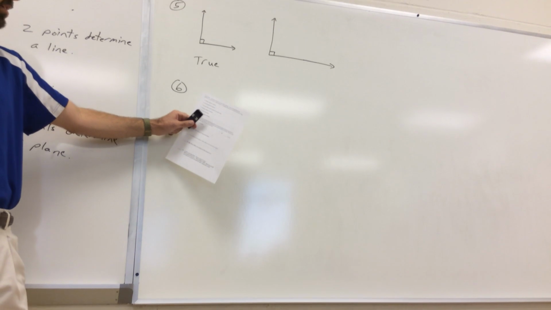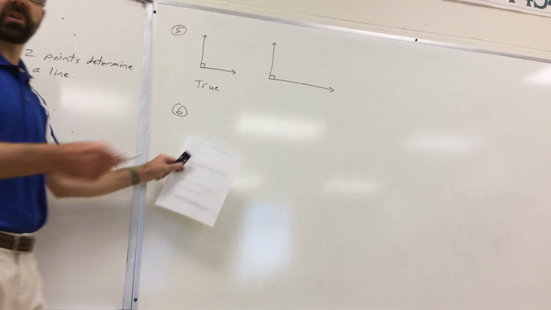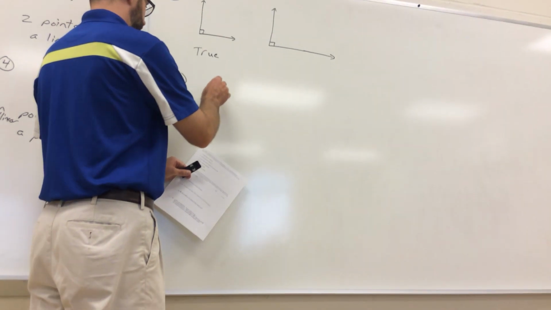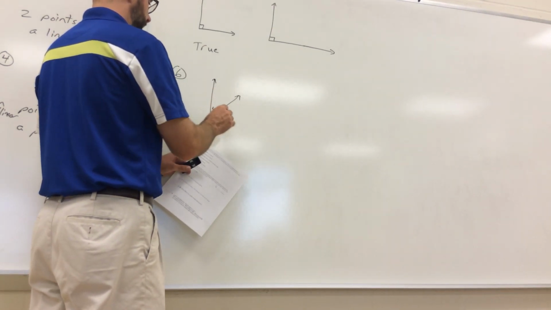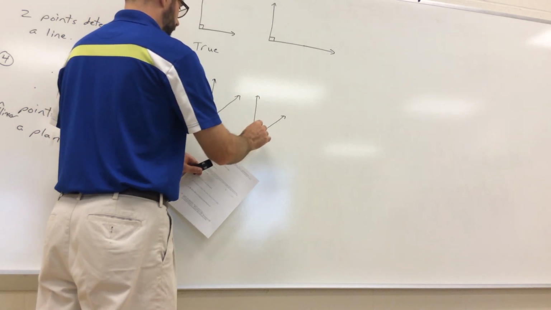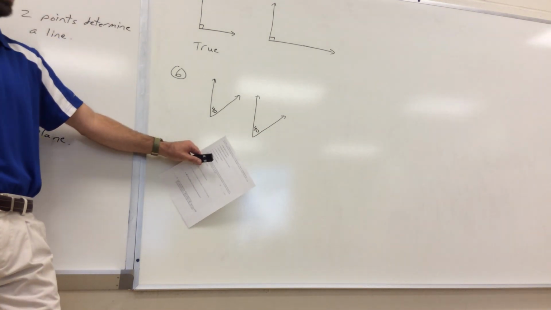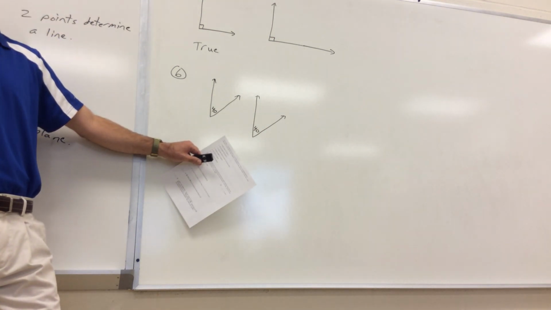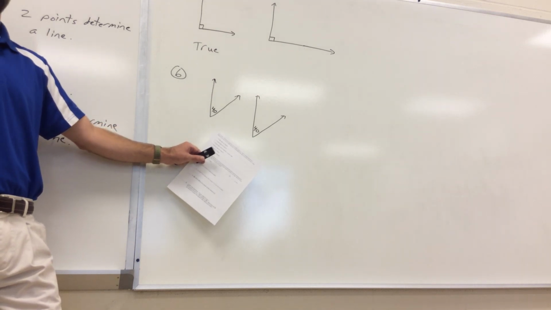Okay, number 6 says all acute angles are congruent. So here I'm going to draw a couple of acute angles. They just have to be less than 90, right? So let's say this one is 40 degrees and this one is 40 degrees. So there's 2 acute angles. Are these acute angles the same size and shape? Yeah, they are.